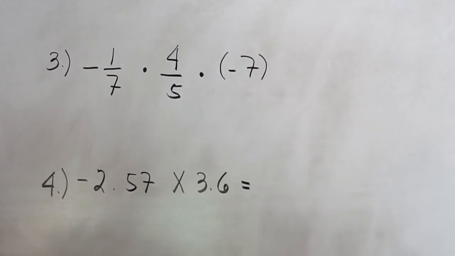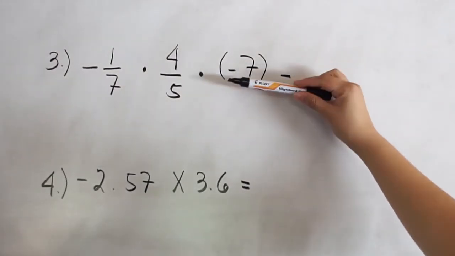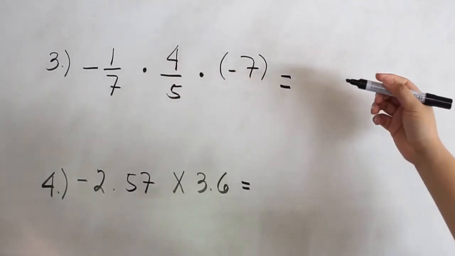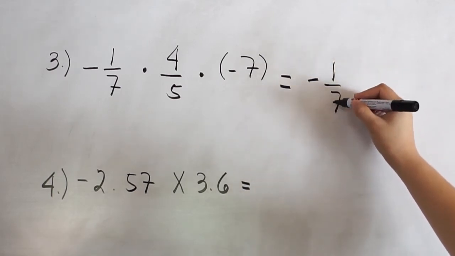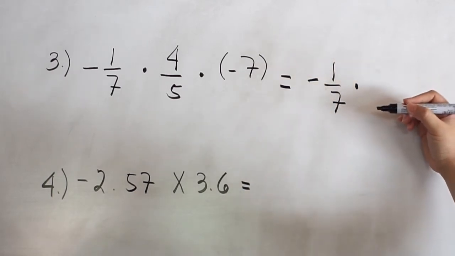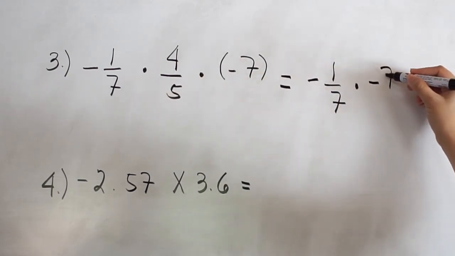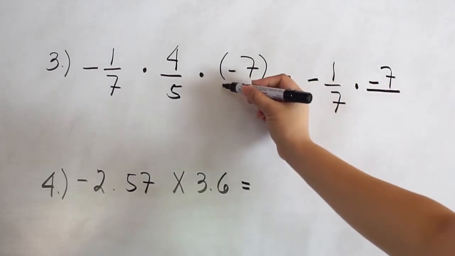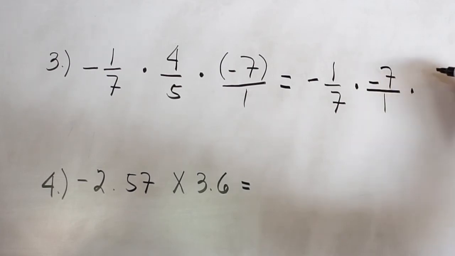Example number 3 is negative 1 over 7 times 4 over 5 times negative 7. So, first, wag tayong malito sa given na ito. So, we can rewrite this. So, negative 1 over 7 times, next is negative 7. Since may imaginary siya nga, over 1. And then, 4 over 5.